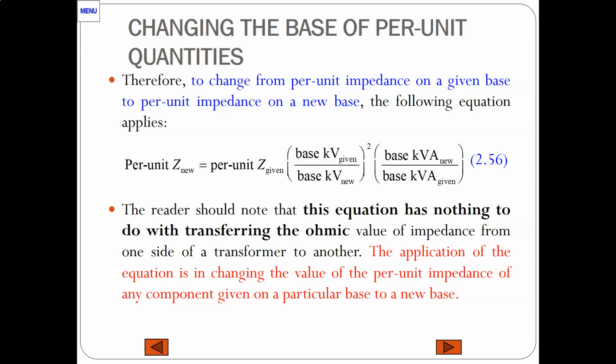You can also come to a part where you have to change the base of the per unit quantities. Therefore, to change from per unit impedance on a given base to per unit impedance on a new base, this relationship in 2.56 is important. You take the per unit value given and multiply it by the old and new base voltages, and also the base kVA, old and new, and then you get the new value in the zone you're working in.